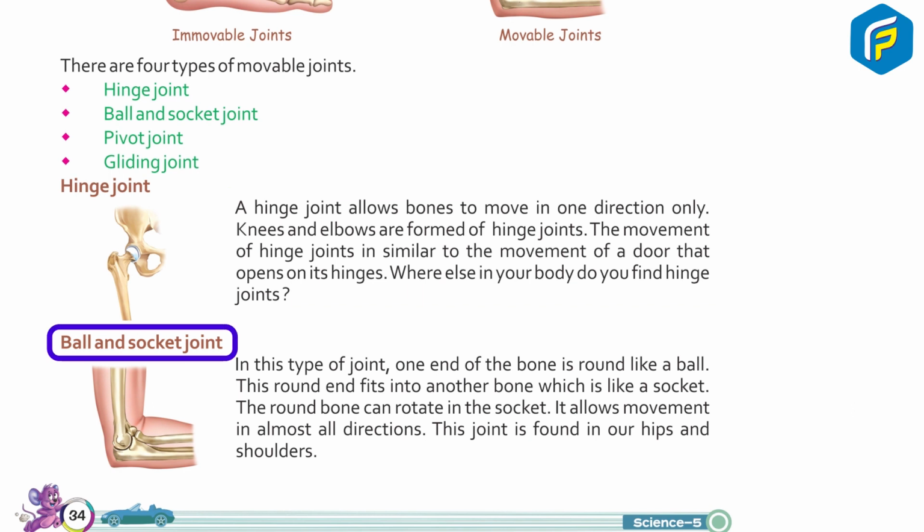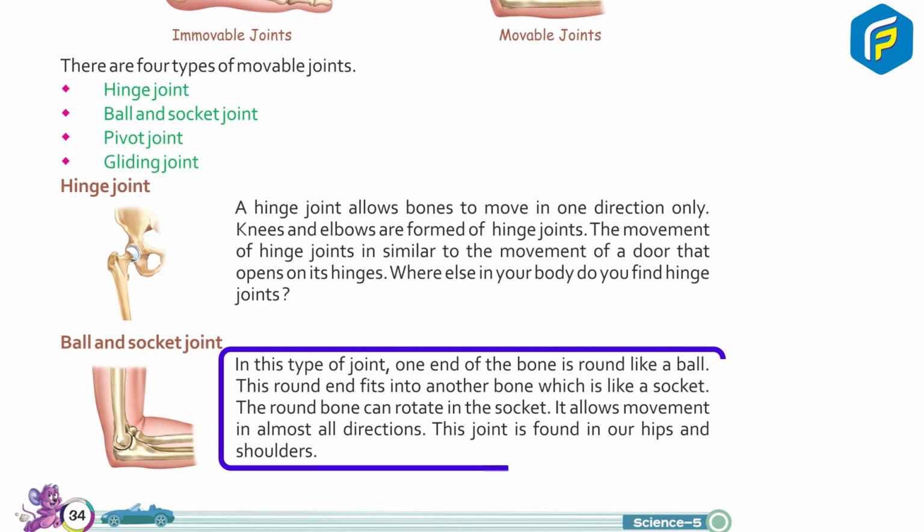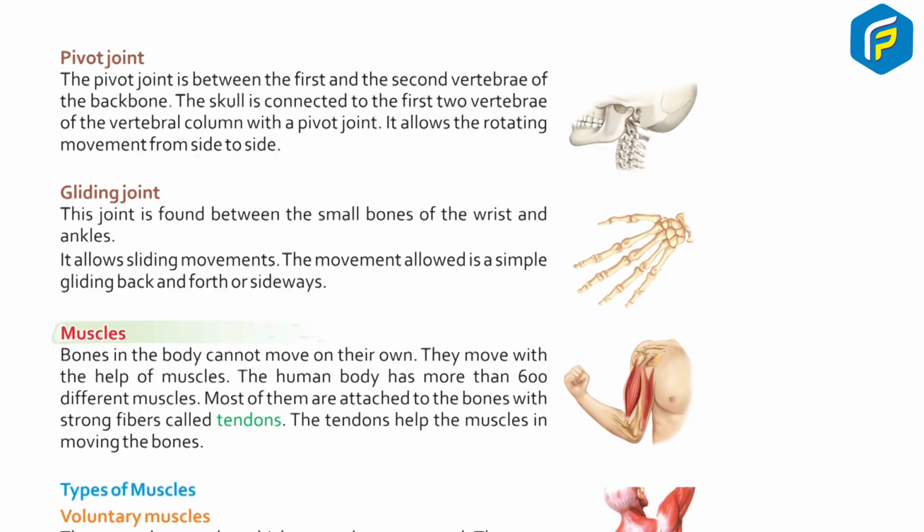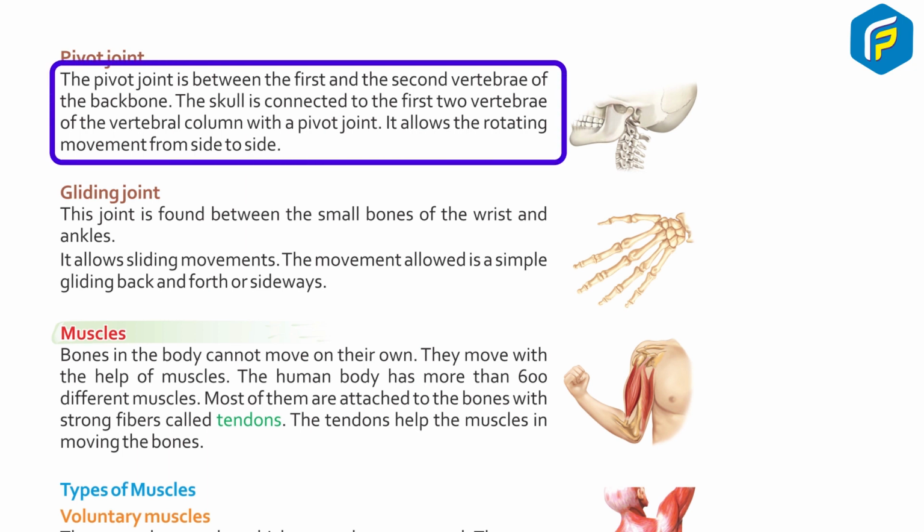Ball and socket joint. In this type of joint, one end of the bone is round like a ball. This round end fits into another bone which is like a socket. It allows movement in almost all directions. This joint is found in our hips and shoulders. Pivot joint. The pivot joint is between the first and the second vertebrae of the backbone. The skull is connected to the first two vertebrae of the vertebral column with a pivot joint. It allows the rotating movement from side to side.